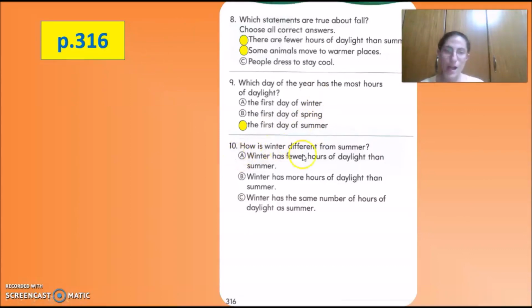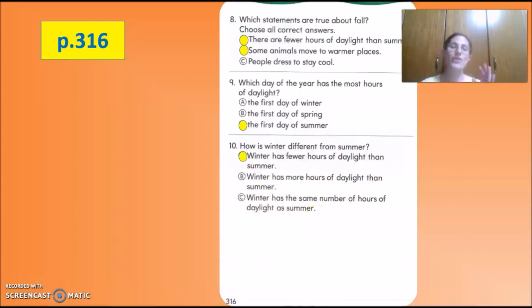Number 10. How is winter different from summer? A. Winter has fewer hours of daylight than summer. B. Winter has more hours of daylight than summer. C. Winter has the same number of hours of daylight as summer. One more time. How is winter different from summer? A. Winter has fewer hours of daylight than summer. B. Winter has more hours of daylight than summer. C. Winter has the same number of hours of daylight as summer. What do you guys think?